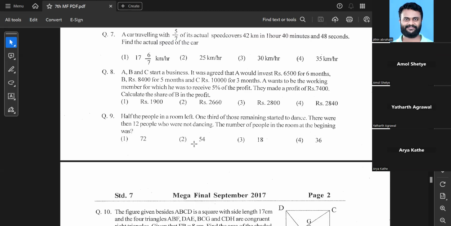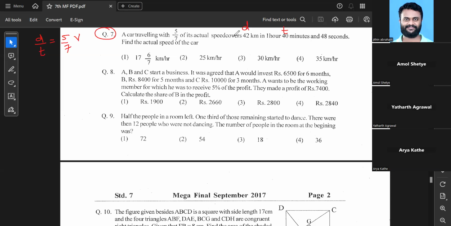7th question. A car traveling with 5 by 7 of its actual speed covers 42 kilometers. They have given the distance, they have given the time, and the speed is only 5 by 7 of its original speed. So basically, distance upon time is equal to 5 upon 7 of the original speed. This is the formula you have to use.